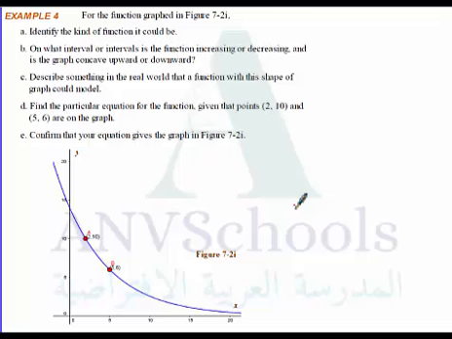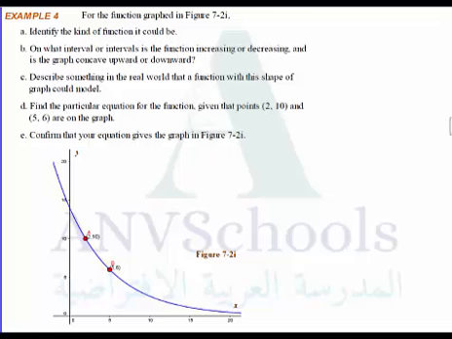Letter D, find the particular equation for the function given that points (2, 10) and (5, 6) are on the graph. And letter E, confirm that your equation gives the graph in figure 7-2i. So we have exactly the same requirements as example number 3. So this is our graph on the bottom left, figure 7-2i.